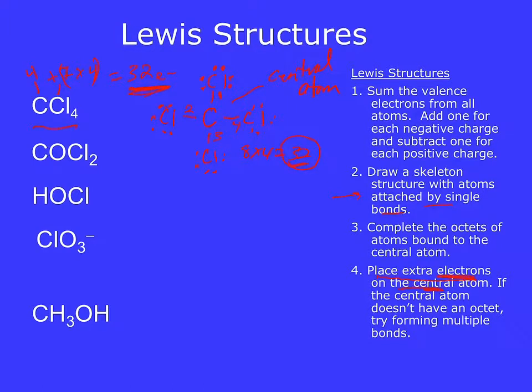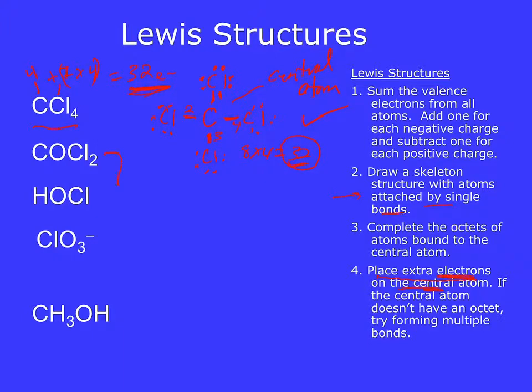The last thing to do is to make sure every atom in the structure has an octet. So clearly the chlorines do, we know that. But what about carbon? Notice that carbon has 4 shared bonds, and each of those contains 2 electrons. So carbon does have an octet. So the structure is complete.